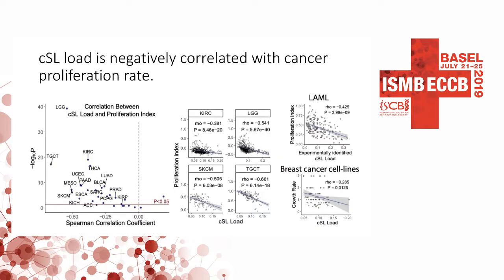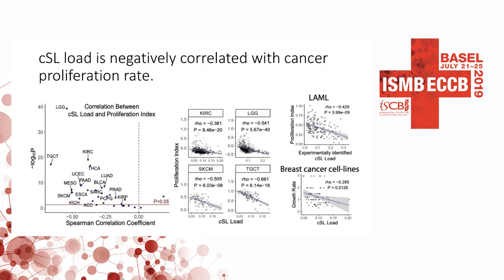So first we look at the TCGA data. We look at different cancer types, and we compute the CSL load for each patient. And we find a very strong negative correlation between cancer proliferation rate, which we can measure using the proliferation index, and the cancer SL load. So for each of these cancer types, you will find a very strong negative correlation. This is the Spearman correlation coefficient.